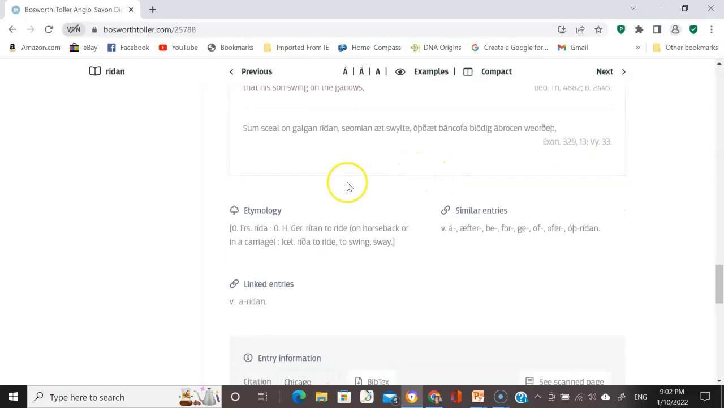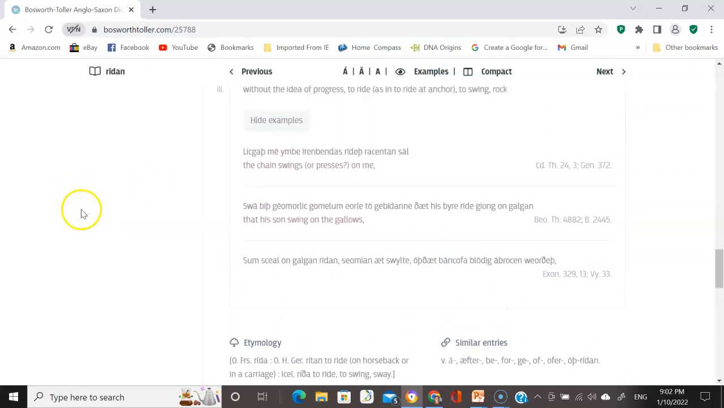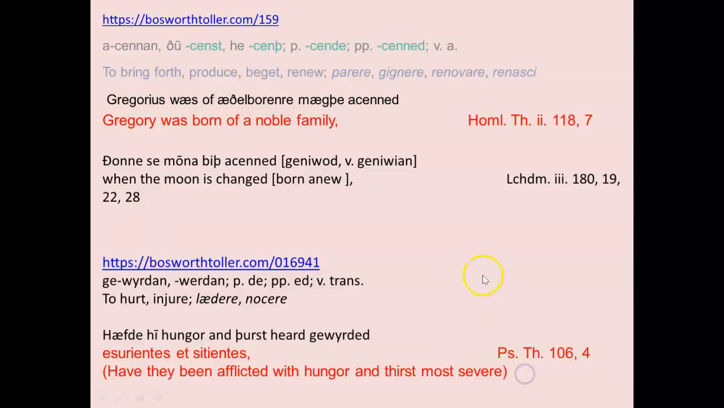Okay, so that's the method. Just go to Bosworth-Toller, pull a verb out of your head, find the Old English form of it, look it up. Has it got a past participle stated? There's the form of the past participle stated, and then there's an example from past documents, manuscripts of the era. Is there an example of it given? Okay, so let's now go back.